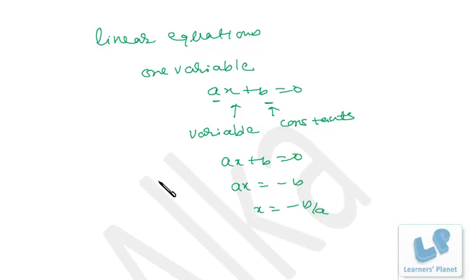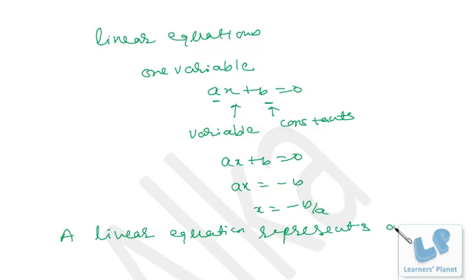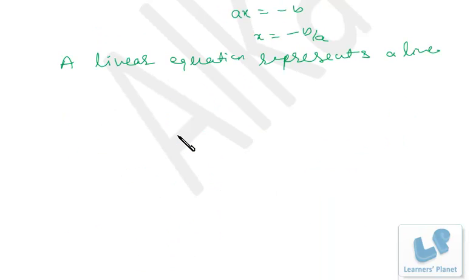Now friends, the important thing that I would like to mention over here: a linear equation represents a line. I just write it over here. A linear equation represents a line, where? On the coordinate axis. Okay, I just draw a line for you. Wait for a moment.